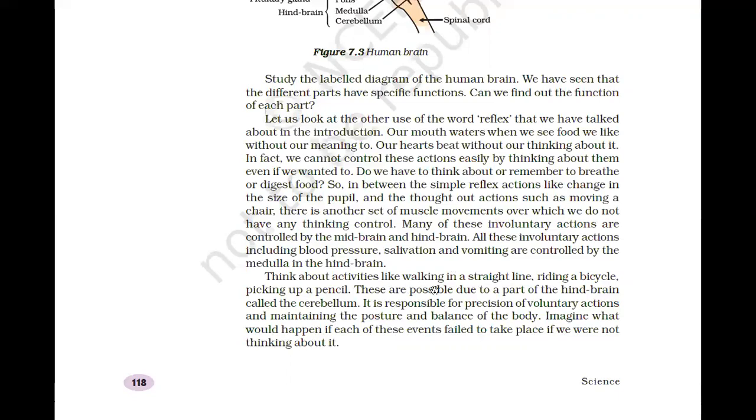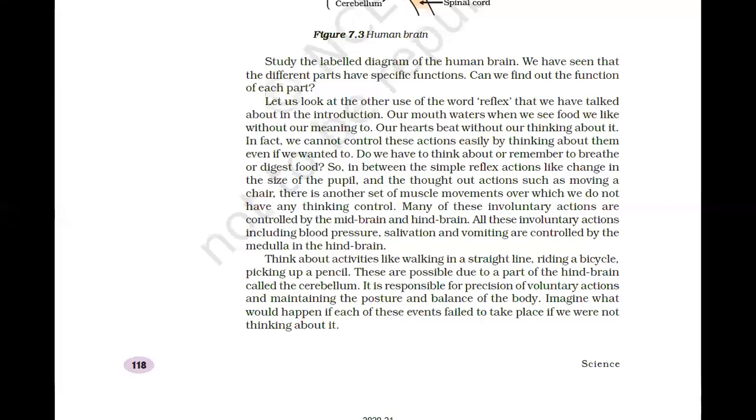Think about activities like walking in a straight line, riding a bicycle, picking up a pencil. These are possible due to a part of the hindbrain called the cerebellum. It is responsible for precision of voluntary actions and maintaining the posture and balance of the body. Imagine what would happen if each of these events failed to take place if we were not thinking about it.